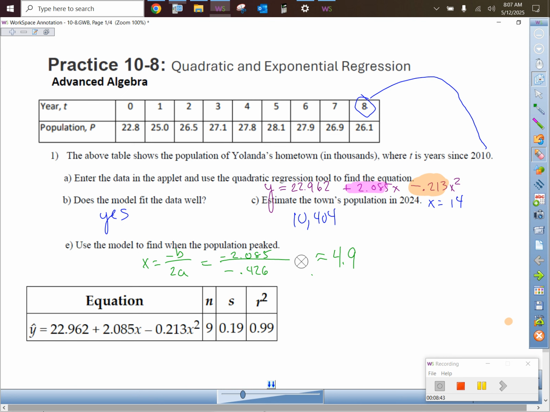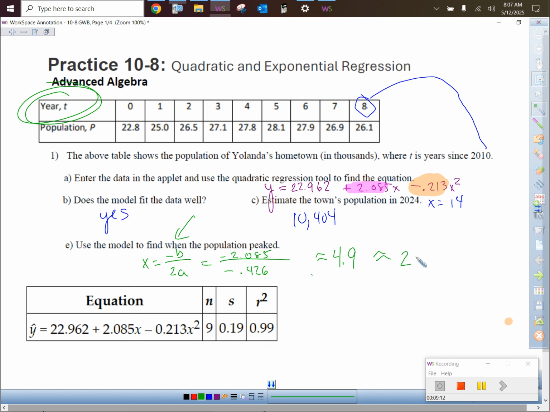And here's my question. Do I need to find the y value of the vertex, or is this the answer? We just found the x value of the vertex, which is for what? Years, right? What are they asking me to find? When or how much? Use the model to find when it peaked. So about 4.9 years after we started, which would be about what year?